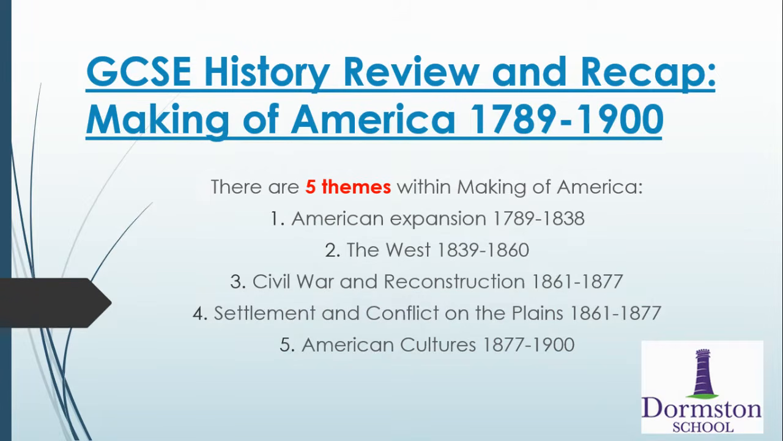Welcome to the review and recap, GCSE History, Making of America, 1789 to 1900. There are 5 themes within Making of America. These are American Expansion, 1781 to 1838, the West, 1839 to 1860, Civil War and Reconstruction, 1861 to 1877, Settlement and Conflict on the Plains, 1861 to 1877, and American Cultures, 1877 to 1900.